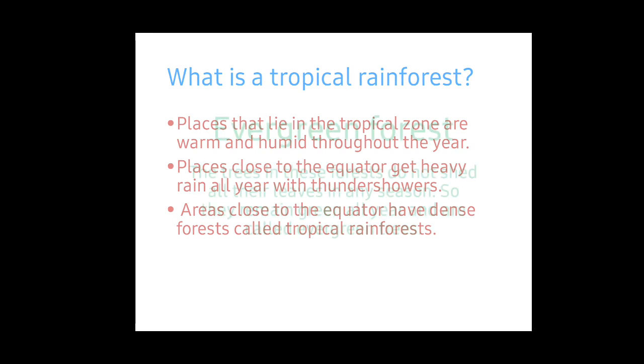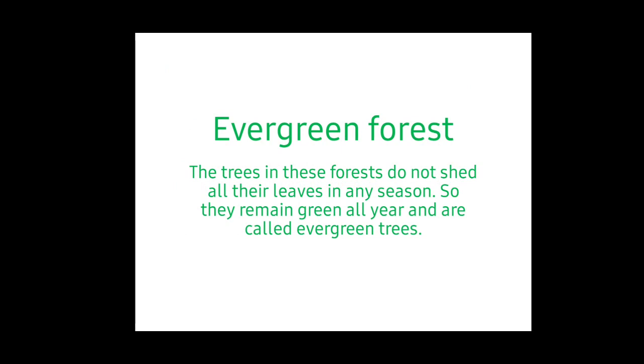Next, evergreen forest. In the previous lesson we have seen that the torrid zone doesn't have a change in season. It has a maximum of either 1 or 2 seasons. So the trees in this forest do not shed all their leaves in any season. So they remain green all year and are called evergreen trees and evergreen forest, because the trees do not shed their leaves.